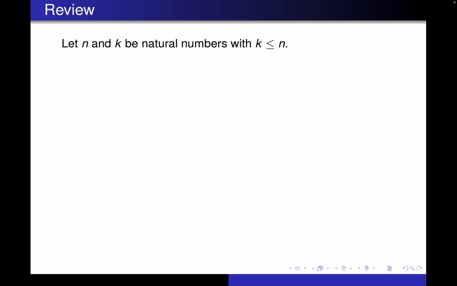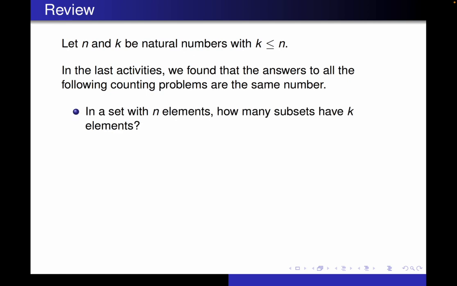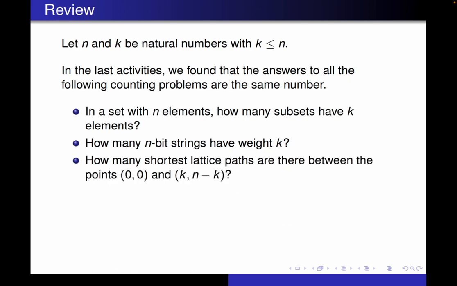So just as a review, let n and k be natural numbers with k less than or equal to n. In the last activities, we looked at three very different sounding problems. Turns out these problems had the same answer. If we're looking at a set with n elements and we want to know how many subsets have k elements, that is exactly the same as the number of bit strings that have length n and weight k. And that happens to be exactly the same as the number of shortest lattice paths between the points (0, 0) and (k, n − k).